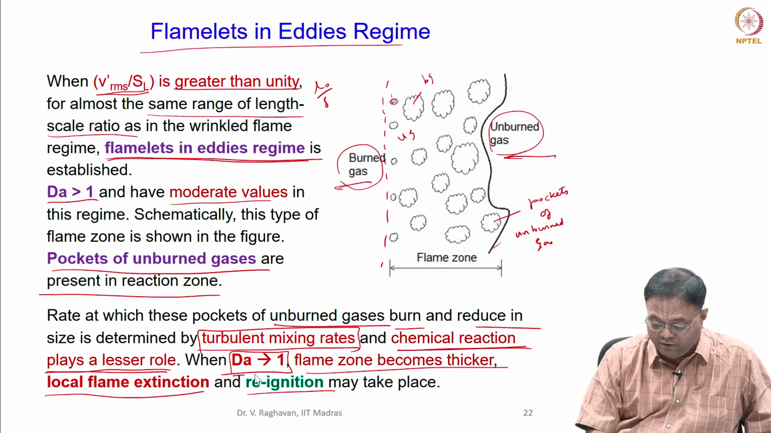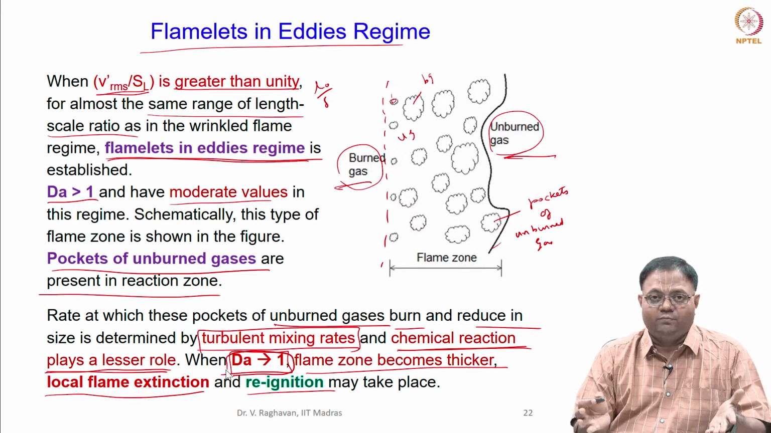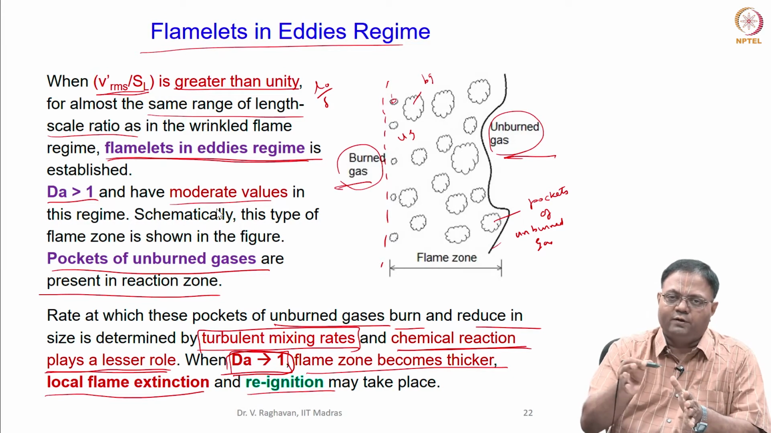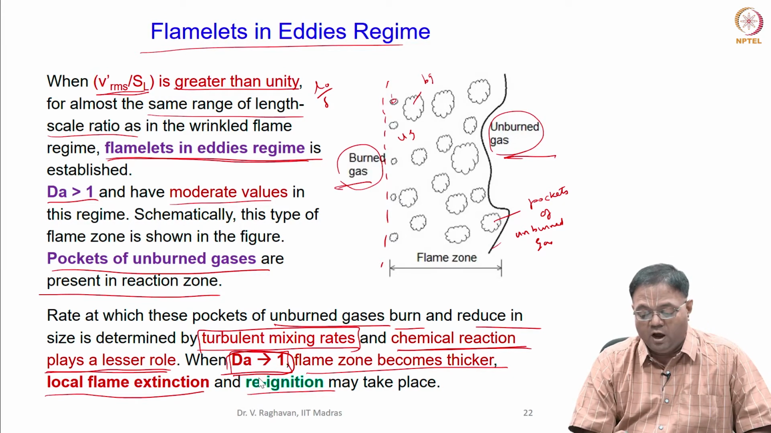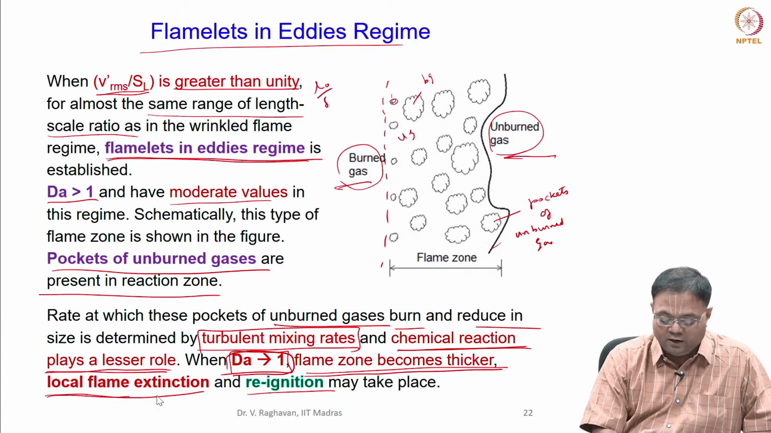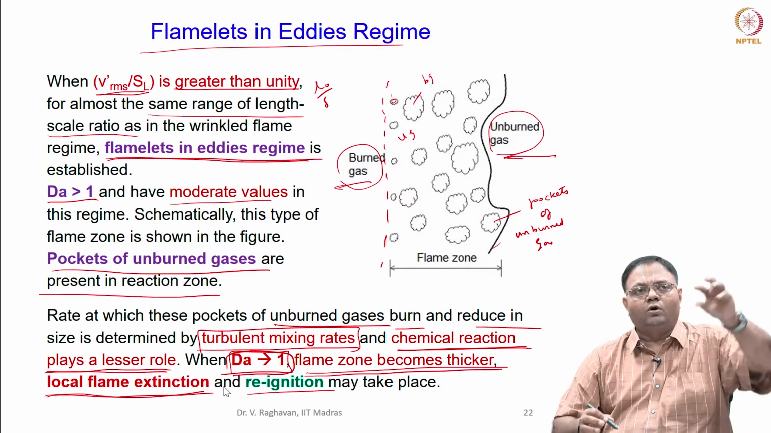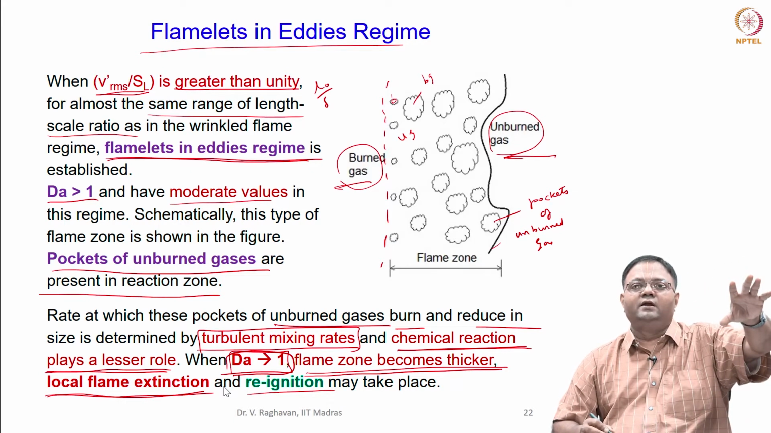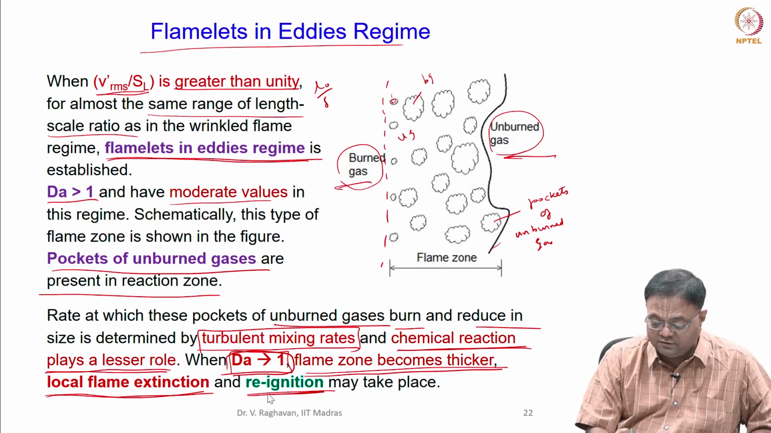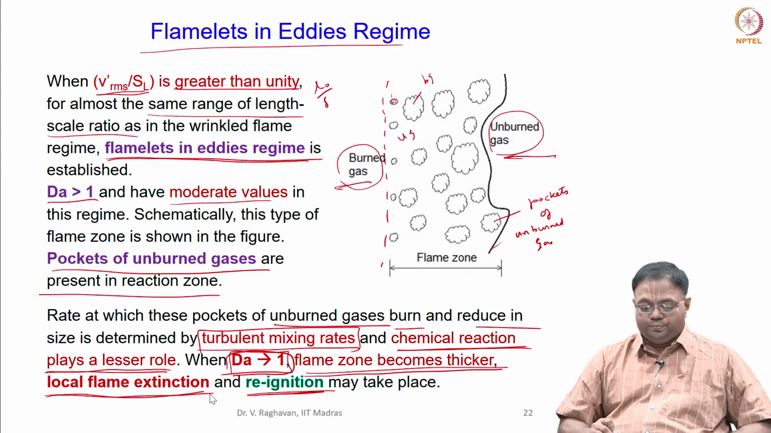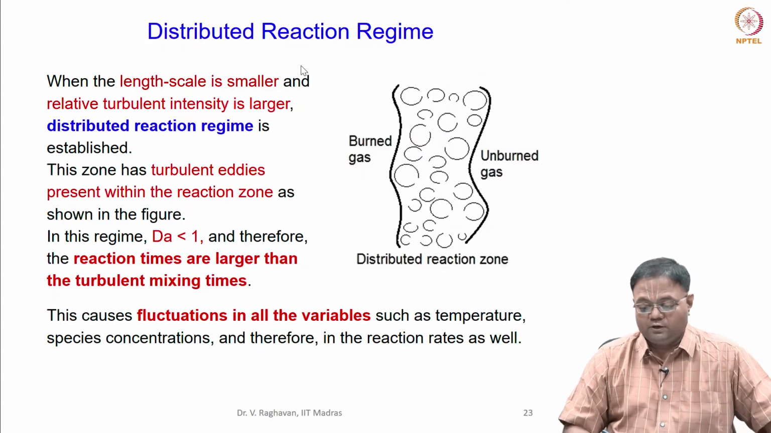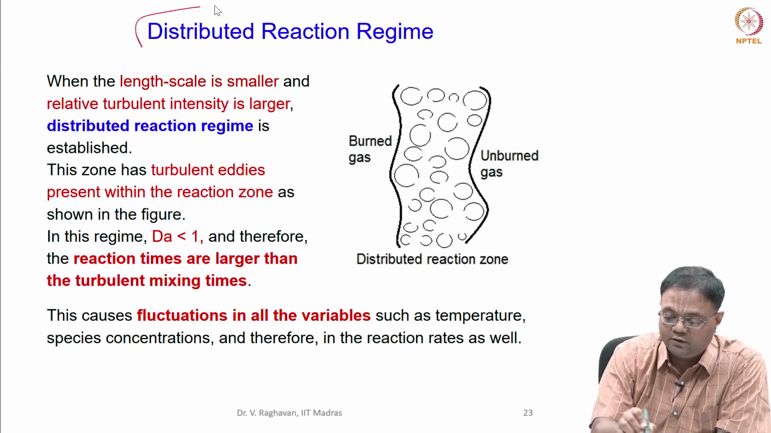So, in this regime, the Damkohler number is greater than 1 and has moderate values. If the moderate value is tending to 1, and you try to operate at that regime, then you can see that the flame zone becomes thicker and local flame extinction occurs, not everywhere, but locally some packet can put off and then reignite. Unburned gas in this flame zone can put off and reignite, and this can be observed. So, this is the second regime called flamelets in eddies. The third regime is called the distributed reaction regime.